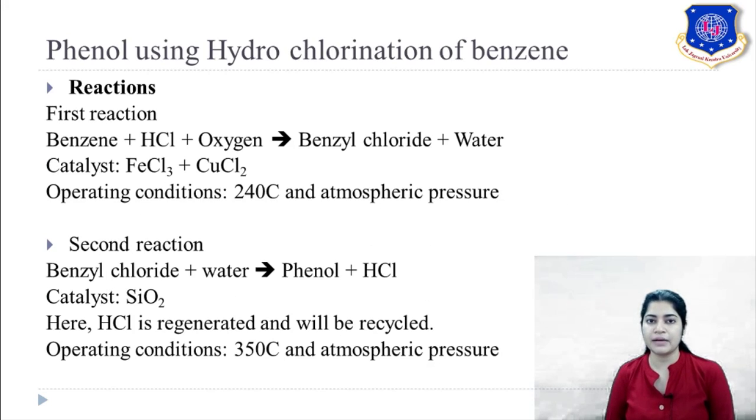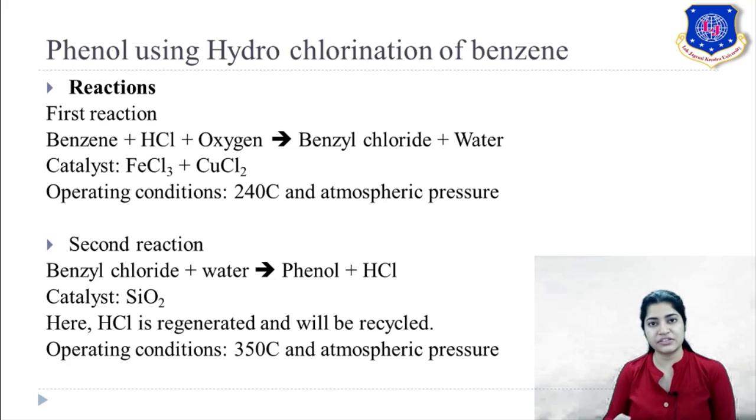Here we will study phenol using the hydrochlorination method, the hydrochlorination of benzene to make phenol. The first reaction: as it is hydrochlorination, benzene plus hydrochloric acid plus oxygen gives benzyl chloride plus water. The catalyst used here is ferric chloride, FeCl3, plus cupric chloride, CuCl2. The operating condition is a temperature of about 240 degrees Celsius and atmospheric pressure.